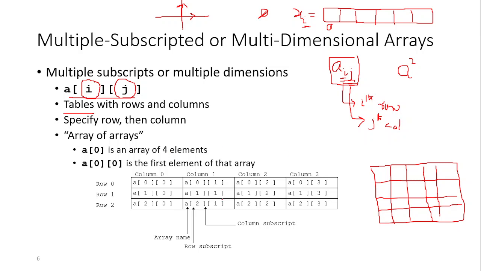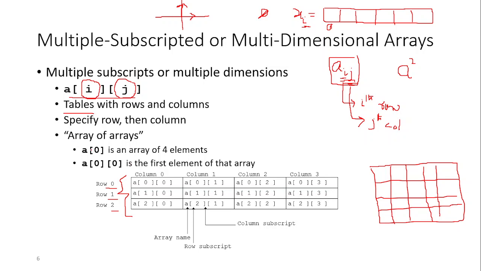This is basically an array with three rows and four columns. So this is row 0, this is row 1, this is row 2, and this is column 0, column 1, column 2, column 3. The indexes would always start from 0 and would go up until the size of that dimension minus 1. That is what they are going to go up until.